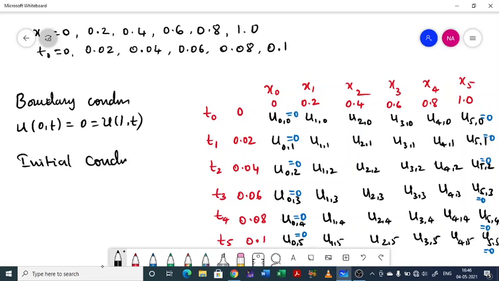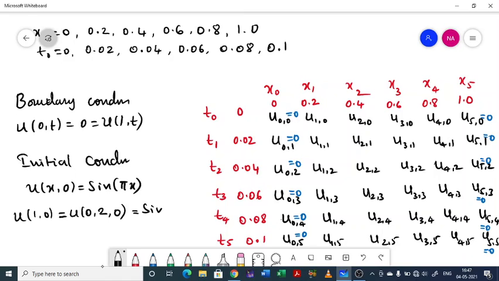Initial condition. What is the initial condition given? Initial condition given is u of x, 0 equal to sine of pi x. You have to keep your calculator in ready mode. Now, varying the values of x, u of 1, 0, that is sine pi. Okay. Oh, sorry, it is actually u of 0.2, 0. Sine of 0.2 pi.